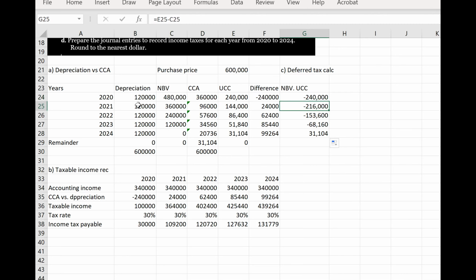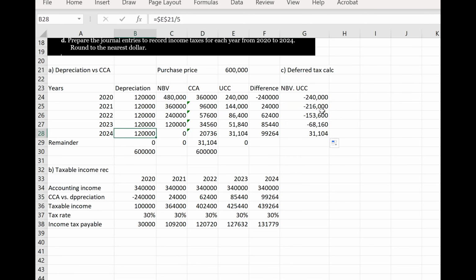And same thing here. So here my net book value is 360, but my UCC is only 144. Same thing. It means I can deduct that much less for tax because the most I can deduct is 600,000 over the whole thing. So therefore, I'm going to have less deductions in the future. And similarly, and so on here.